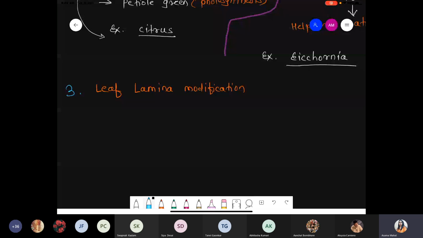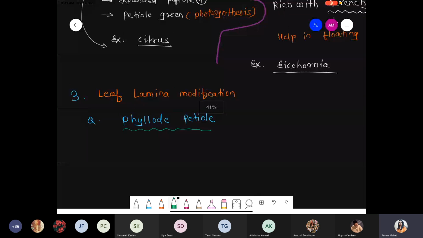We are talking about the presence of the phyllodes petiole. Okay, phyllodes. So why we are talking about the leaf lamina modification, we'll discuss that part. You know very well, whenever we are talking about the petiole, normally they are green in color, they are performing a function. And whatever the photosynthesis function or transpiration function performed by the plant, that is which part, that is the leaf lamina part, which is showing the expansion.